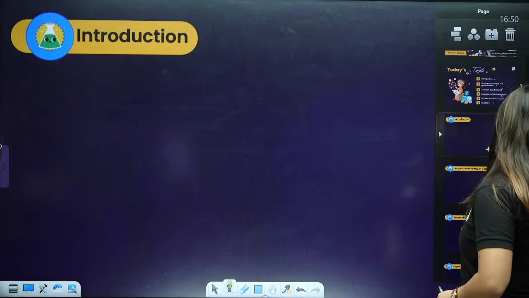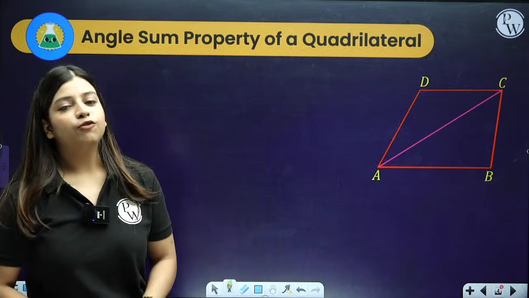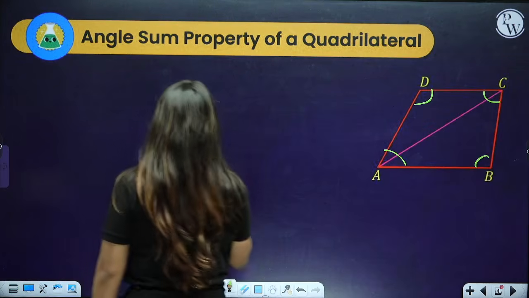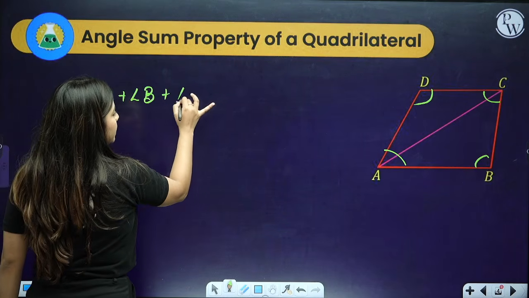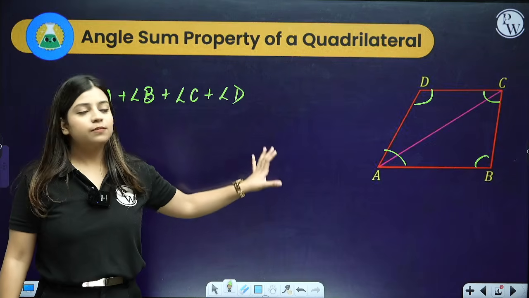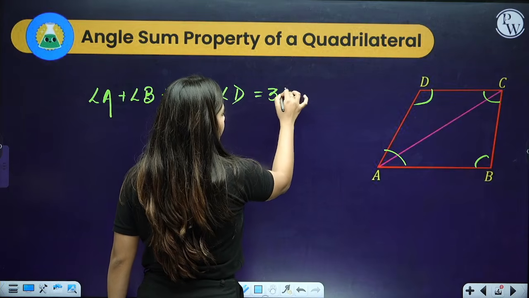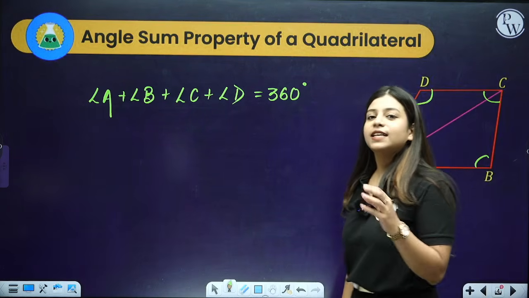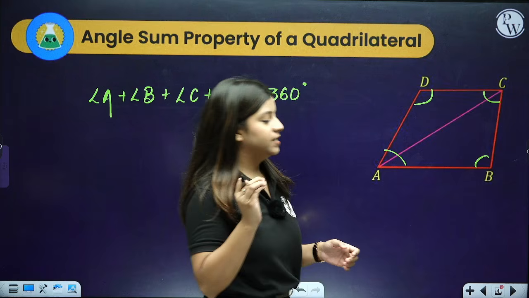Now let's learn about the next thing, that is the angle sum property of quadrilateral. What does the angle sum property of quadrilateral mean? It is the sum of all the 4 angles of a quadrilateral. For example, if I add all the 4 angles, that is angle A plus angle B plus angle C plus angle D, all the 4 angles of this quadrilateral add up to 360 degrees. So this is the angle sum property of a quadrilateral, which means that the sum of all the angles of a quadrilateral is equal to 360 degrees.